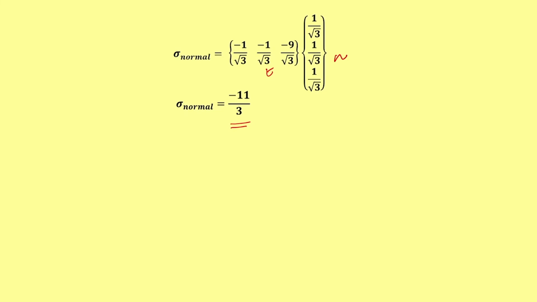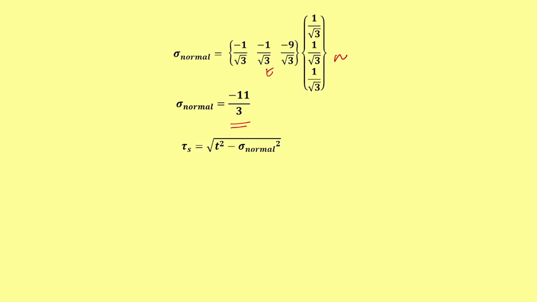Now, what is left? We are left with the shear component. So, how do we do that? We now know the traction vector, and we know the magnitude of sigma normal. So, one can always find the magnitude of the shear component, which is given by tau s equal to root of T square minus sigma normal square, where T square is the square of the magnitude of the traction vector. So, you will get tau s equal to root of 83 by 3 minus sigma normal square, that is 121 by 9. That will give you root of 128 by 9.